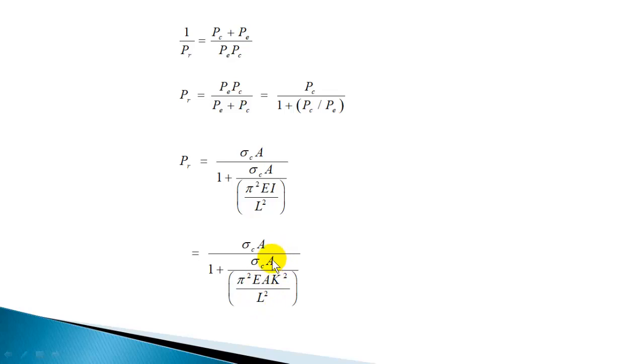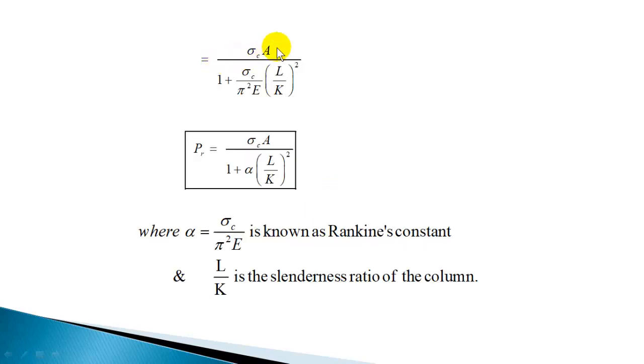L square, if you take it in the numerator here, you get L square by K square, or L by K square. So sigma C by pi square E into L by K square. So you get sigma CA divided by 1 plus sigma C by pi square E into L by K square. Or you can write it as sigma CA divided by 1 plus alpha into L by K square.